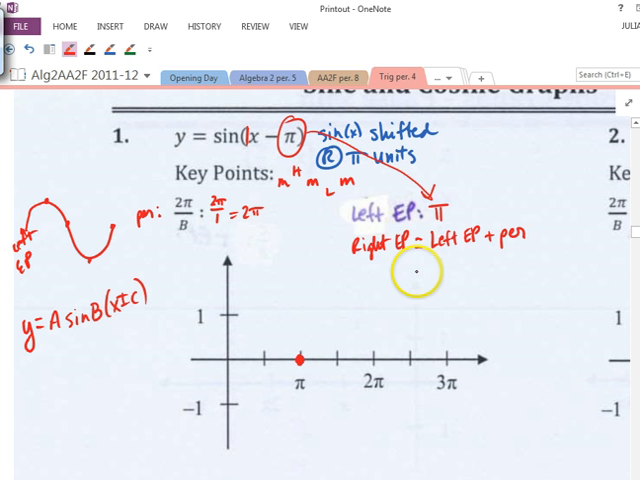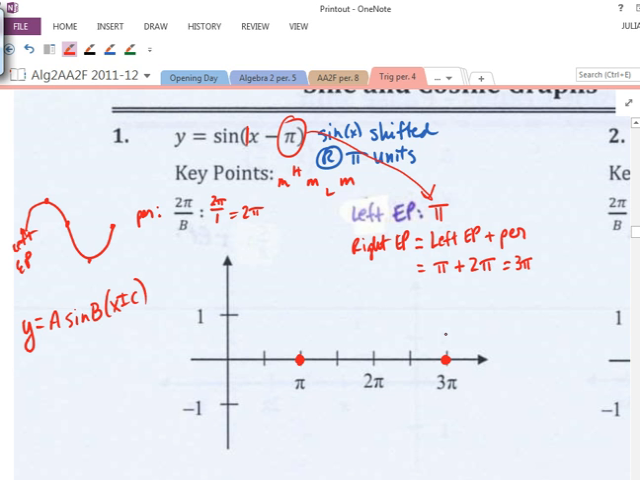It is 3 pi, you guys are fast. So you're going to go pi plus the period, which in this case is 2 pi. And that means your right endpoint is at 3 pi. So go ahead and draw your right endpoint of the cycle.